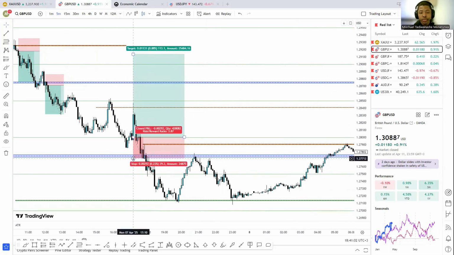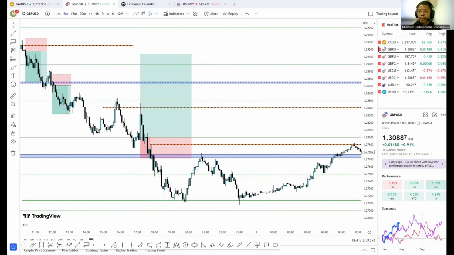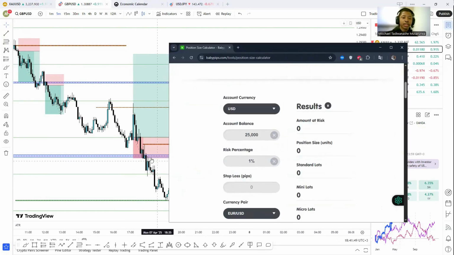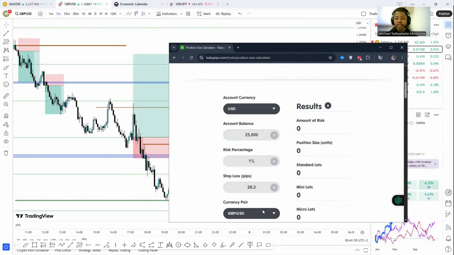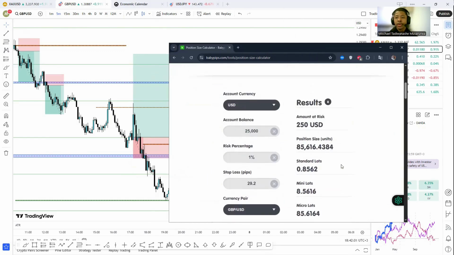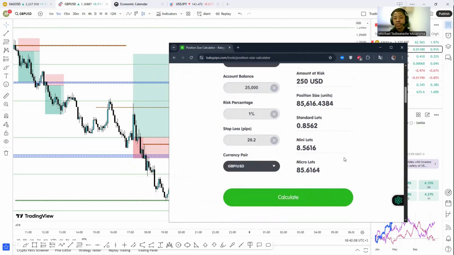Let's say you had put your stop loss at this level, knowing that if it crosses this level, then you're wrong. So the stop loss at that level is 29.2 pips, and my pair is GBPUSD right here. Then you click calculate. They will tell you the lot size. You remember what I was telling you about lot size. They will tell you the lot size you're supposed to use. I'm supposed to use 0.85.